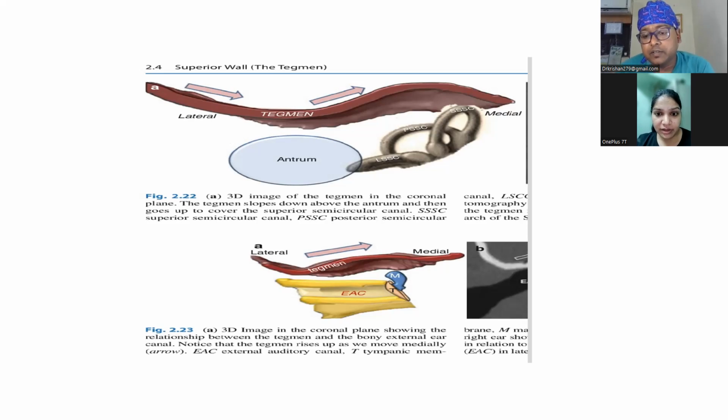A wonderful surgical significance: the tegmen is not uniform, it is rising up. So you have to keep this in mind while drilling. If you are a beginner and you are drilling for the cortical mastoidectomy, then you should keep this in mind. Moreover, superior semicircular canal dehiscence is a very important question. It is a 20 marker question in the PG exam.